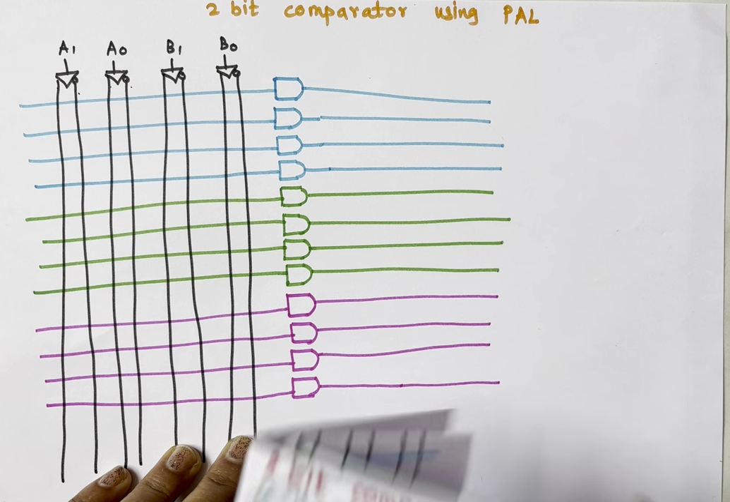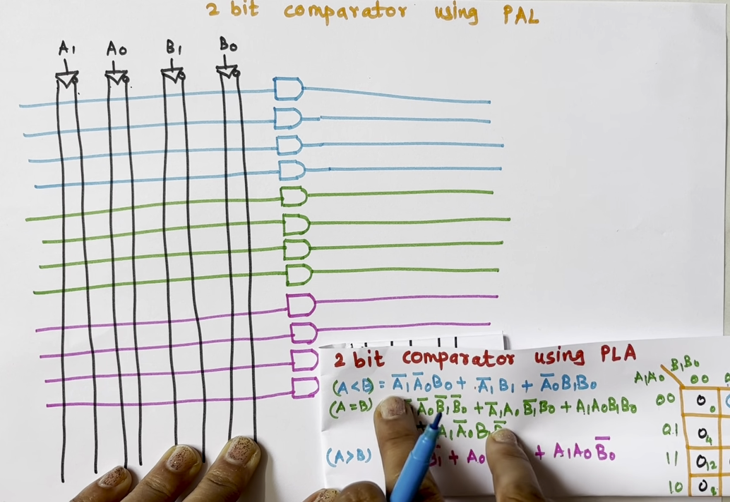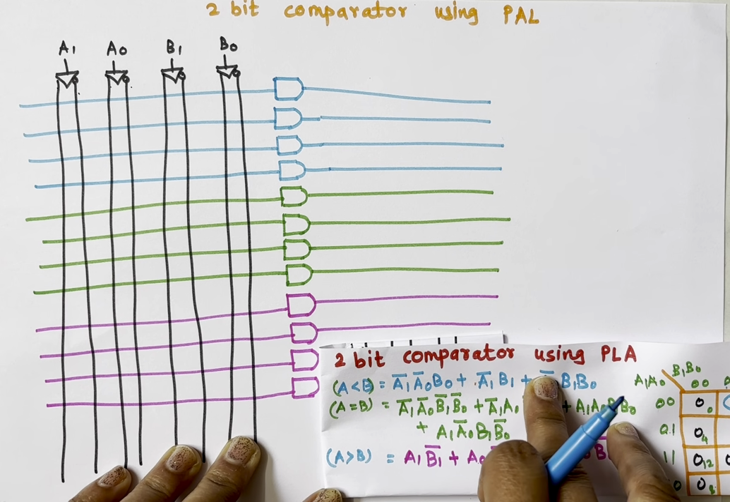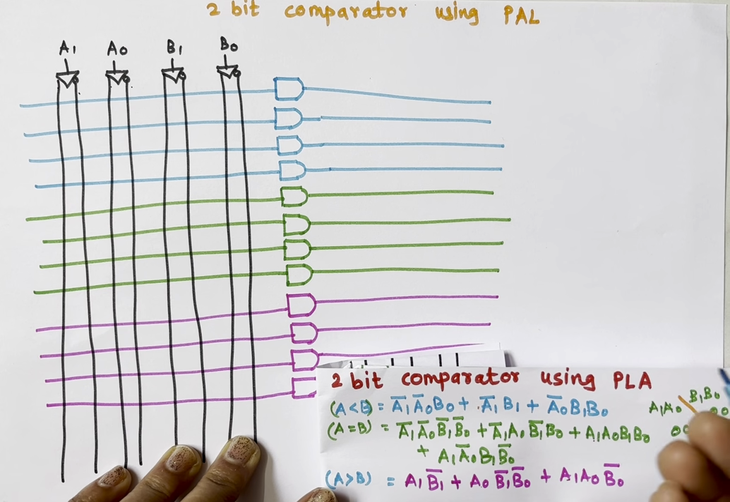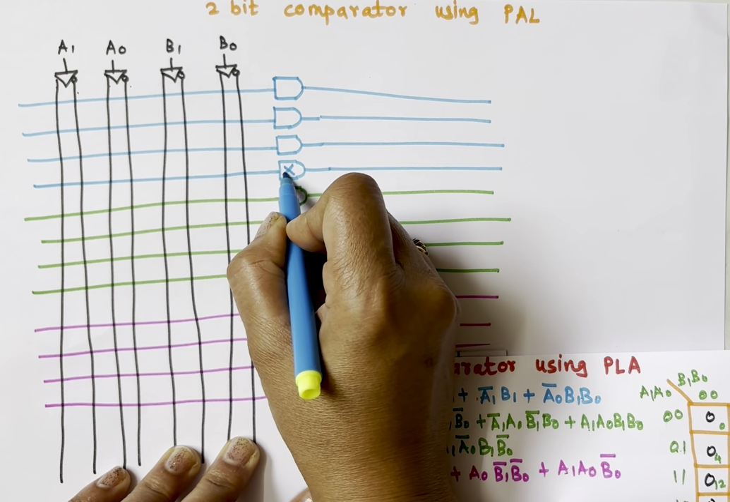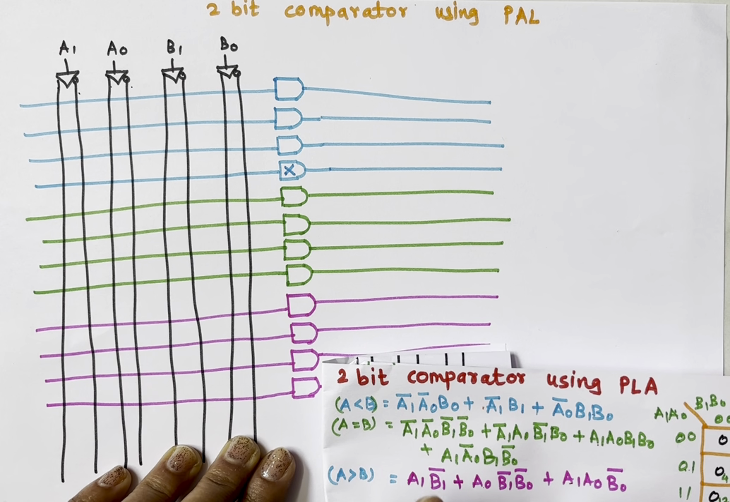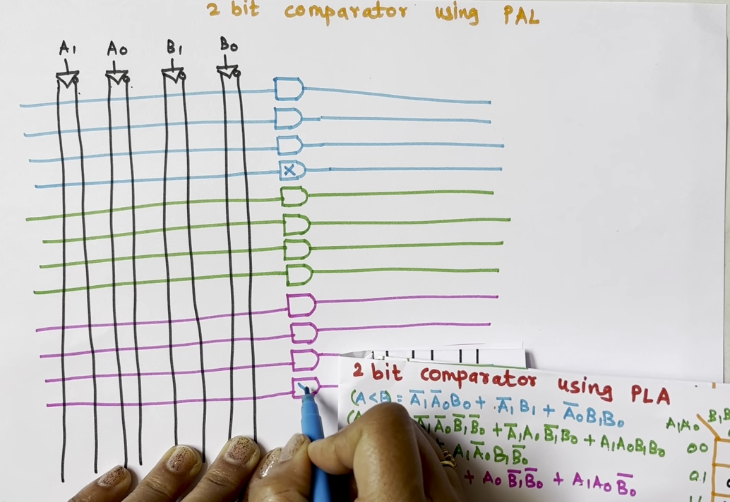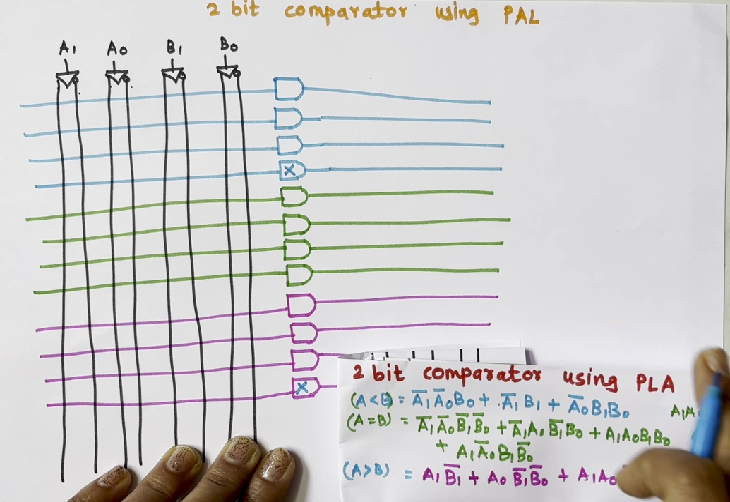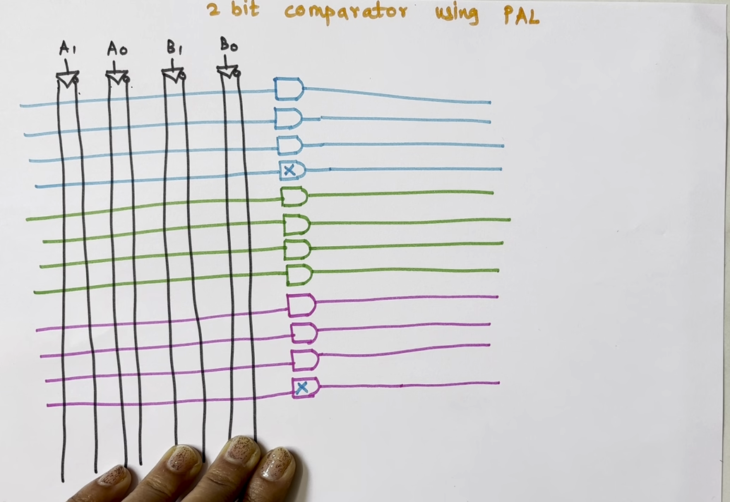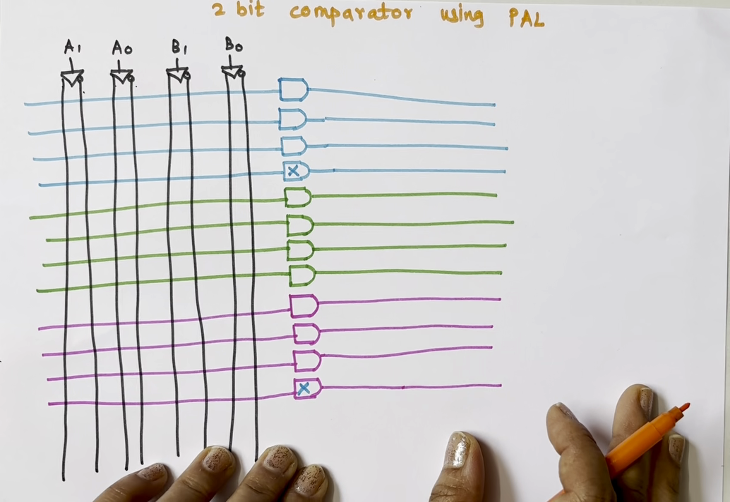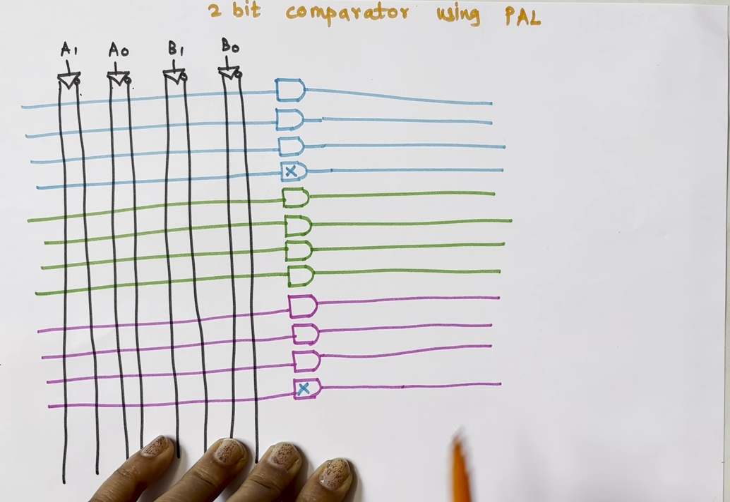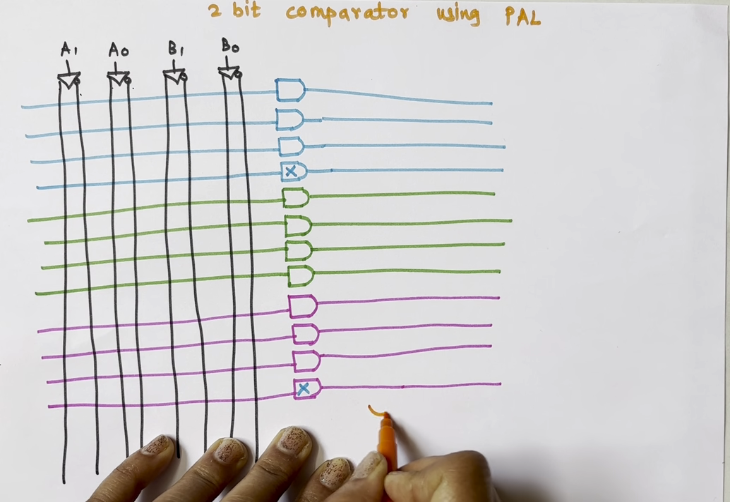Now you can see from these equations, in A less than B, how many AND gates do I want? I want only 3 AND gates. But because my OR gate needs 4 AND gates, that's why I have drawn this, but I'll not use it, but I'll have to draw it. Then similarly for A greater than B, again I need only 3 AND gates, but I'll not use this AND gate. Now let's draw OR gates. How many OR gates do we need? 3. One is for A less than B, one is for A equals to B, and one is for A greater than B.